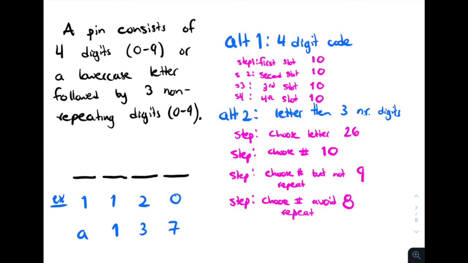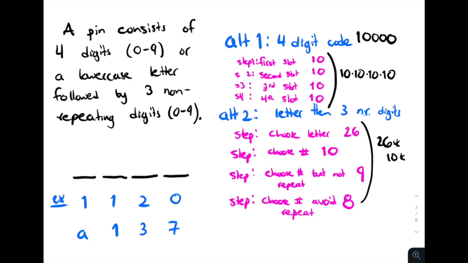So now let's try to work outwards, counting each layer. We have steps, so 10 times 10 times 10 times 10, which is 10,000. And we have 26 times 10 times 9 times 8, which is 18,720.